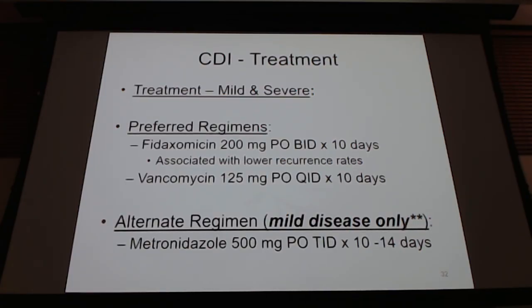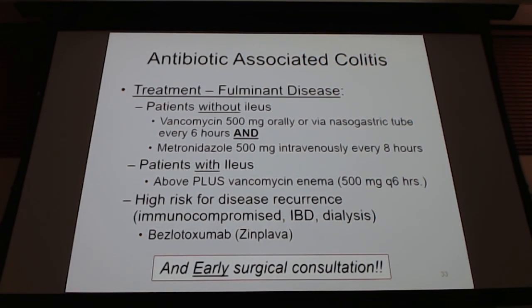And then we get concerned, is it with or without ileus? All that means is if they're without ileus, we can continue to go orally and intravenously. We can also do that via nasogastric tube because we want these people to have some bowel rest. But if they have ileus, we're going to be reaching for an enema.